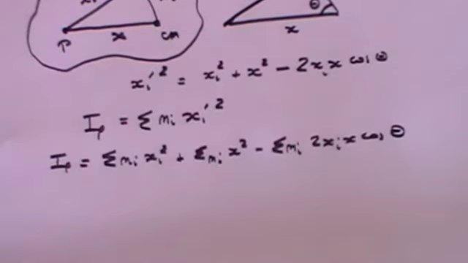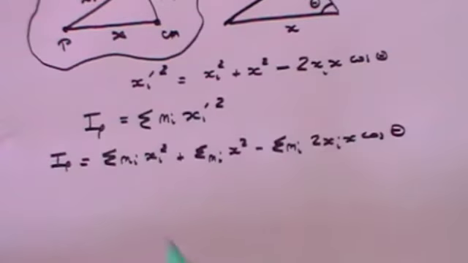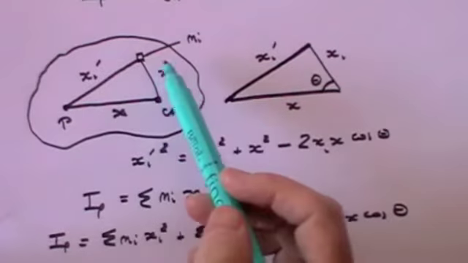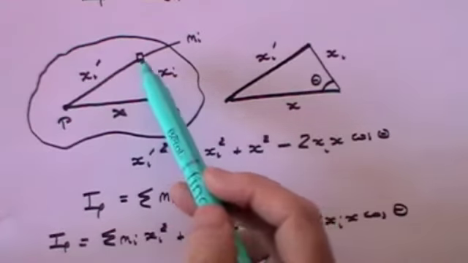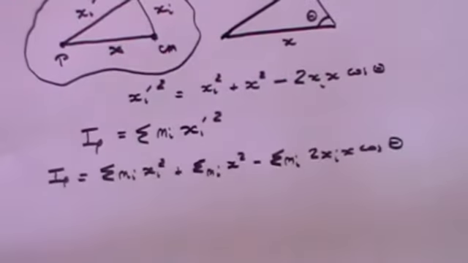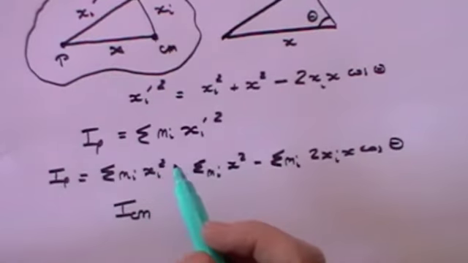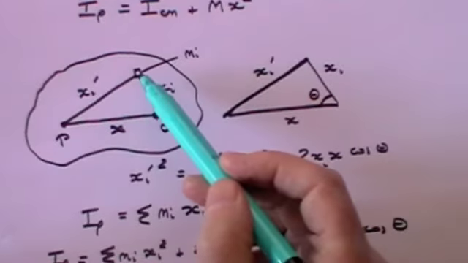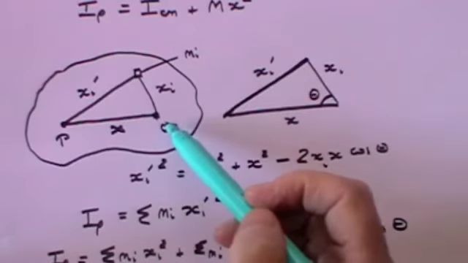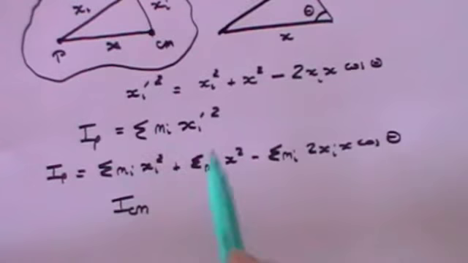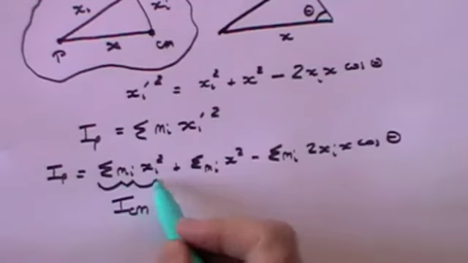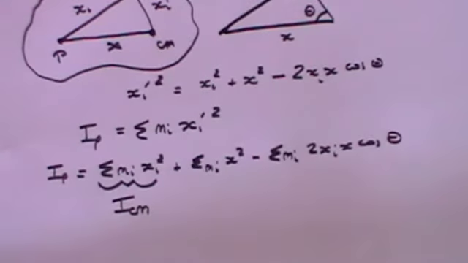Well, let's have a look and see what we got. Sigma mi xi squared, xi is this distance here. That is just the moment of inertia about the centre of mass, because we're talking about an element being a distance xi from the centre of mass. So this term is simply the moment of inertia about the centre of mass.